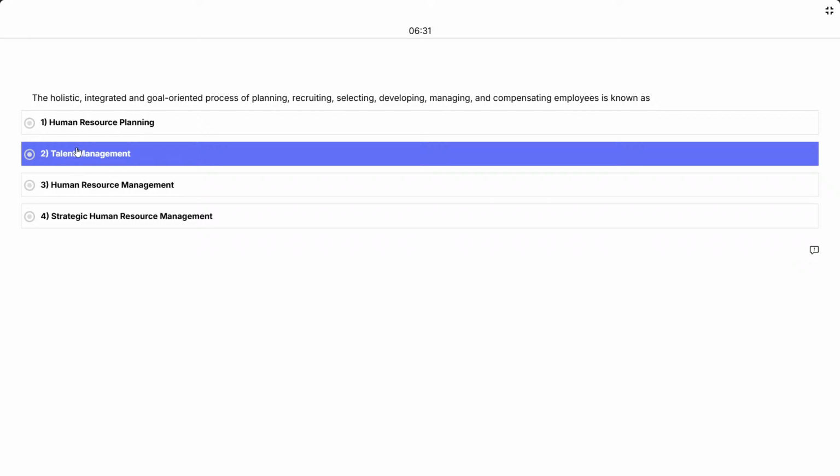The holistic, integrated and goal-oriented process of planning, recruiting, selecting, developing, managing and compensating employees is known as talent management. We studied talent management today itself.